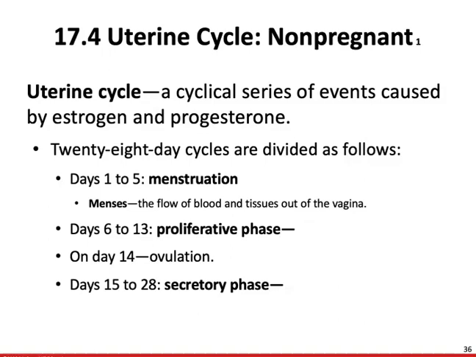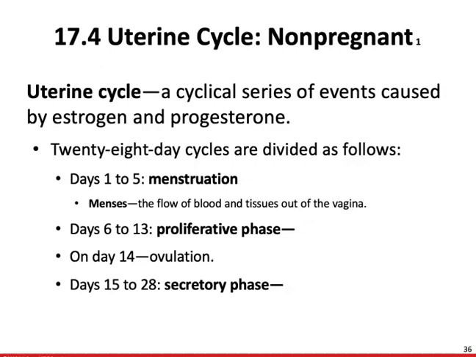Days 1 through 5 are going to be the menstruation phase. During this time we have extremely low levels of estrogen and progesterone, which causes the endometrium to disintegrate and its blood vessels to rupture. This results in menses. Menses is going to be the flow of blood and tissues out of the vagina.